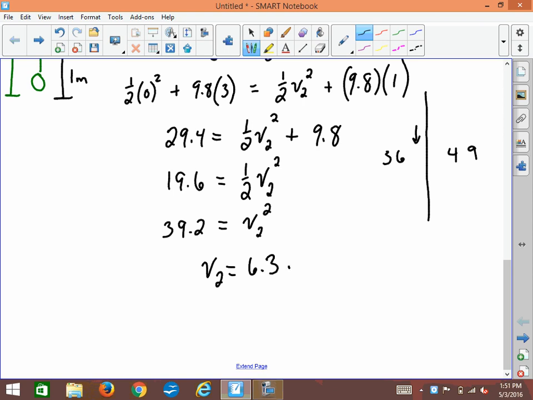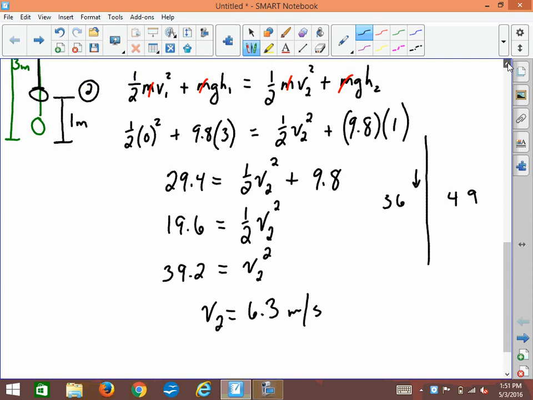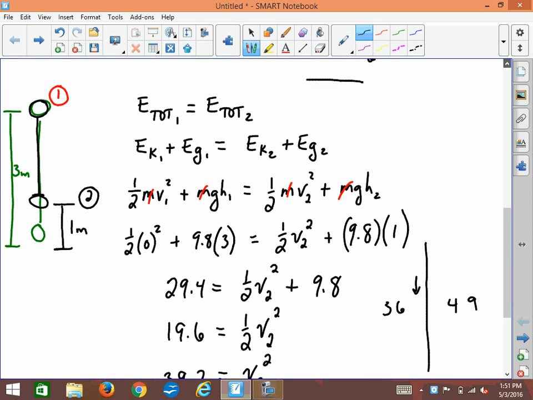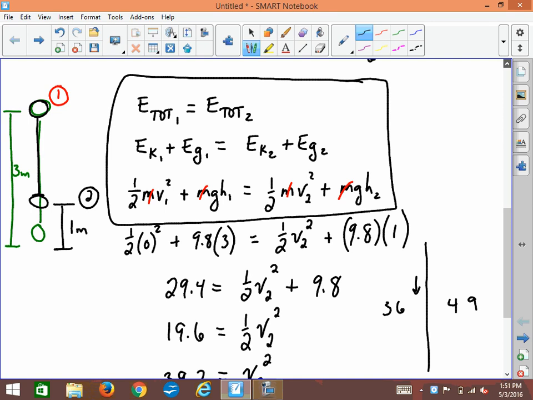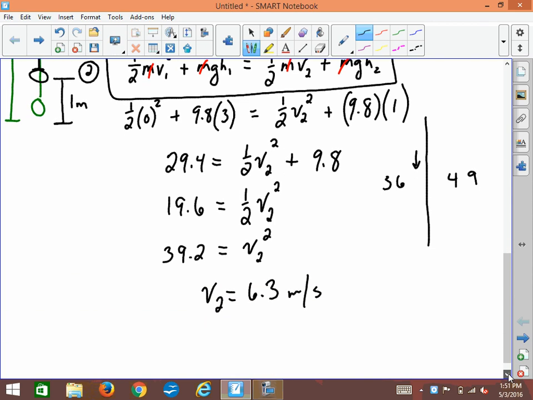So 6.3 meters per second is the speed that you would get at that point. Right? So you can use this little equation, this thing that I've set up right here, as a way to describe any sort of energy change if it involves kinetic and potential energy. Let's do another example, one more maybe.